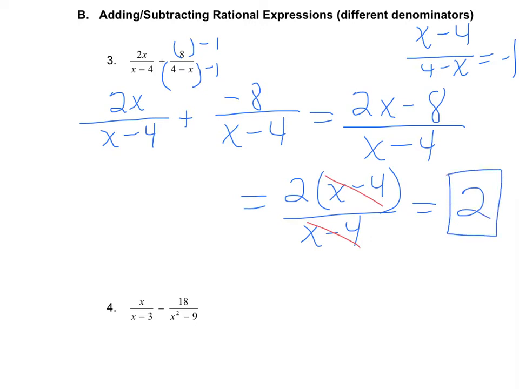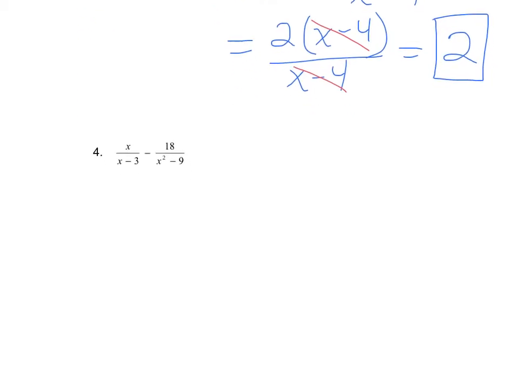Remember what we said. If you have 1 on the bottom of a fraction, it's not necessary to put it. But if there's a 1 in the numerator, you have to put it. All right, let's take a look at number 4. I need a common denominator. Now, they're not in opposite order of subtraction because they don't look the same at all. So I can't use what I did in number 3.